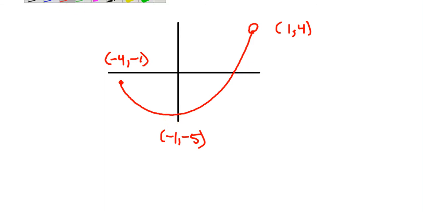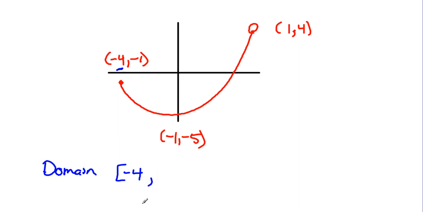So when you talk about domain, again, what's the left-hand point on the graph? What's the farthest left you can go? Right here, right? And that x value is at -4. So now it's a solid circle, so you've got to box it in. It's -4.